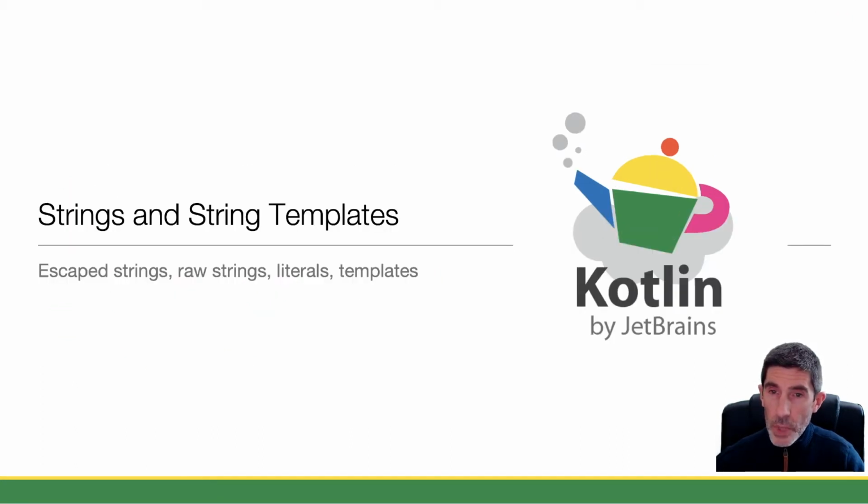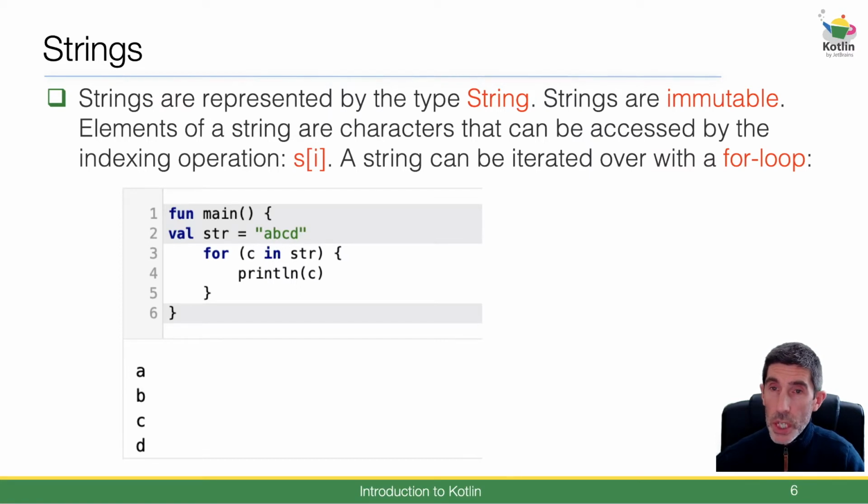So, to firstly look at our strings and string templates, this will involve escape strings, raw strings, string literals and string templates. Okay, so just to give you the official spiel from the developer docs. Strings are represented by the type String. Strings are immutable. Elements of a string are characters that can be accessed by the index operation s square brackets i, and a string can be iterated over with a for loop.